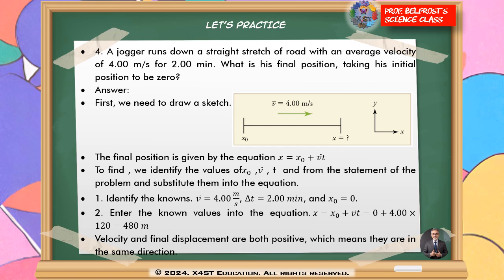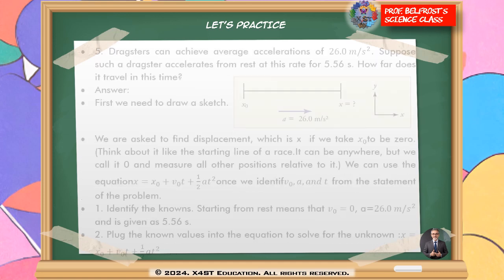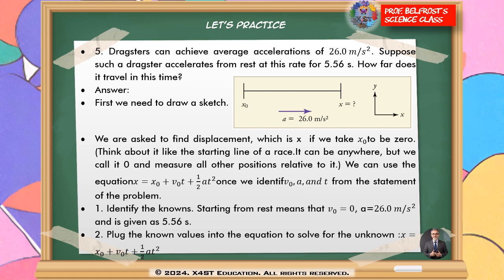So we need to pick the proper equation. Here it is x equals x0 plus v bar t. Then identify the knowns, enter the known values into the equation, and tada, we get x to be 480 meters. The velocity and final displacement are both positive. It means that they are both in the same direction.